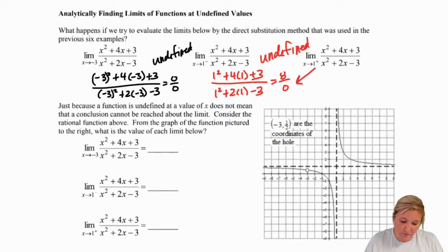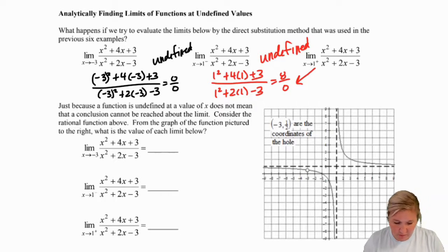So just because a function is undefined does not mean that it doesn't have a limit there. Remember, we talked about whenever there's not a limit, if it is going to miss on the high five. So that's whenever it doesn't have a limit. So let's look at the graph over here. We looked at one similar to this almost at the very beginning.